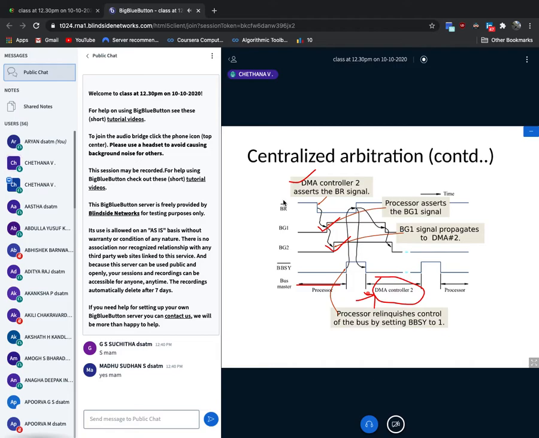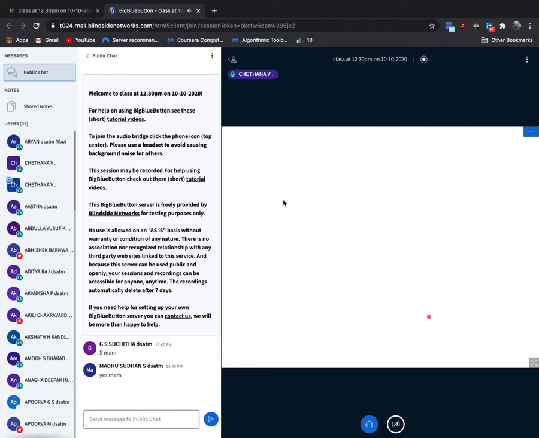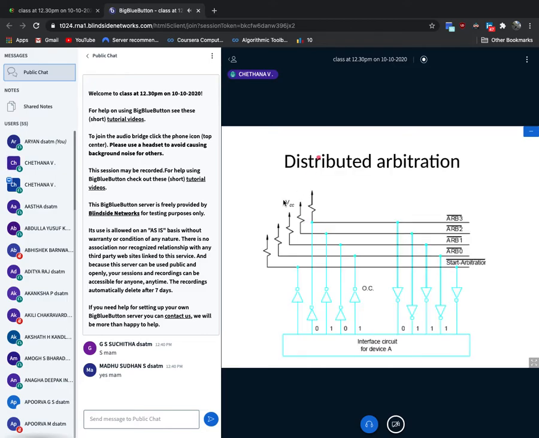Centralized arbitration means what? I told you already in the previous class also. One person will be the owner. Who is that one person? The processor is the one person, the owner. Okay. So next we have one more method that is known as distributed arbitration.